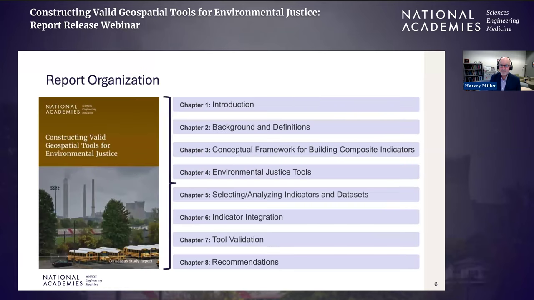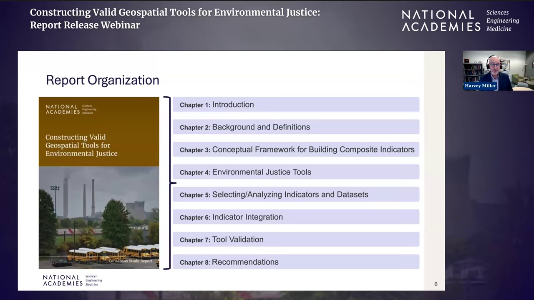Next slide, please. So this shows how our report is structured. Chapter one provides the genesis and background of the study, including the important statement of task. Chapter two gives background on the concept of community disadvantage, including the structural factors and historic processes that led to the situation we see today, and the key concept of cumulative burdens on communities. This chapter sets the stage for the measurement and tool construction problems we address in the remainder of the report.